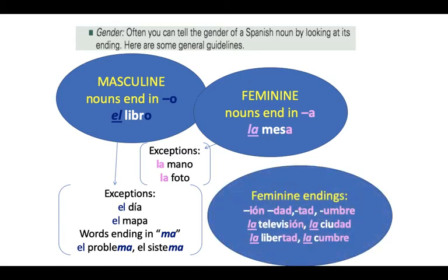These particular endings are feminine. So if you see a word ending in ion, it's feminine. Por ejemplo, la televisión. If you see a word ending in dad, and again, it's kind of like ma, right? Ma is a masculine ending, dad is a feminine ending. For example, la ciudad, the city. Tad, T-A-D, la libertad, for example. And umbre, la cumbre, those are feminine endings.